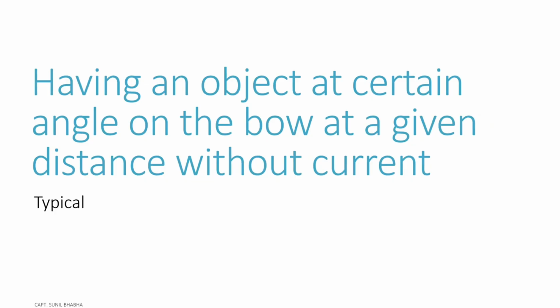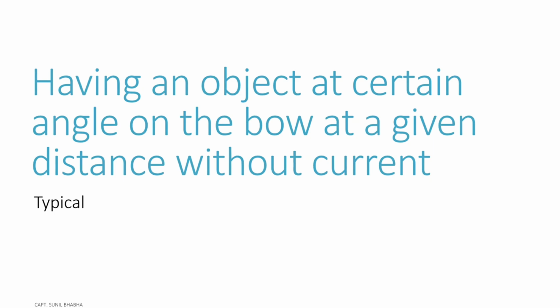In this question, they give us an object, a lighthouse or a certain object, which should be at a certain angle on our bow. The initial position of the ship is given. They want us to steer a particular course. The course is not known, that is what we have to calculate. But the course steered should be such that when you are a particular distance off from that object, it should be at a certain angle on your bow.